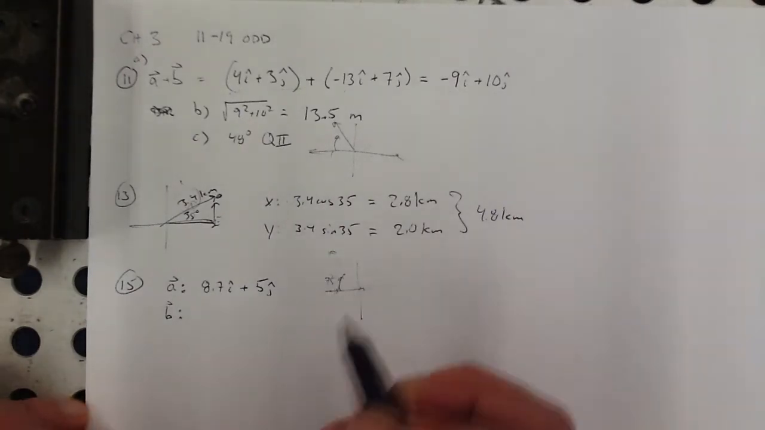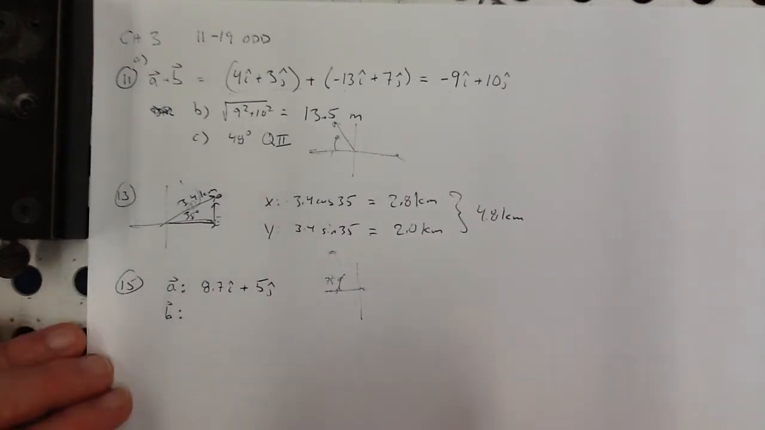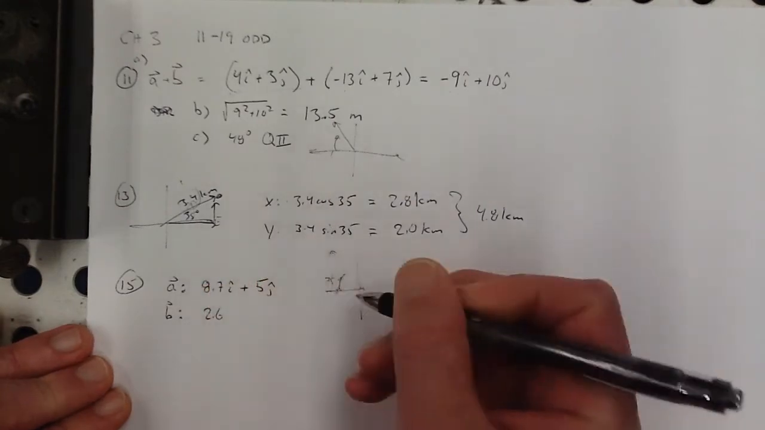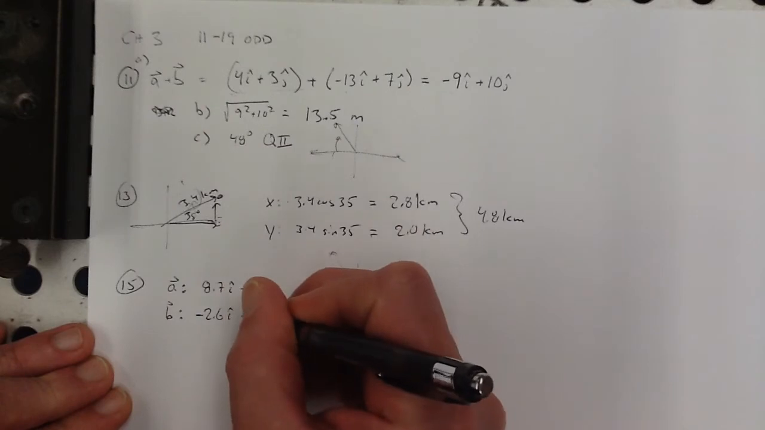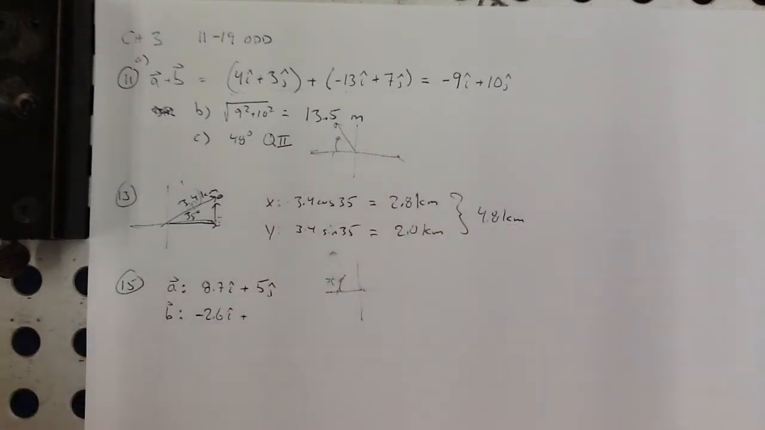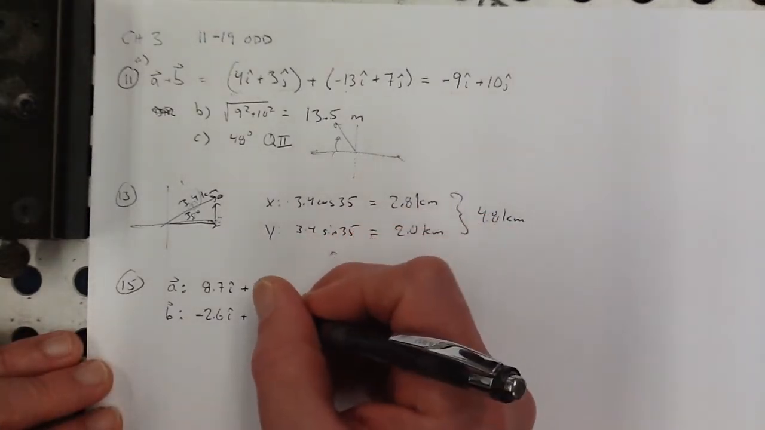All right, so I'm going to do it that way. So let's see, I got 10 times the cosine of 75 is 2.6, but I know that I'm in the second quadrant, so that's negative. And 10 sine 75 is going to be 9.7.